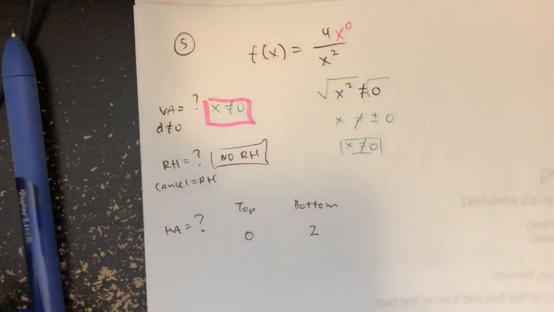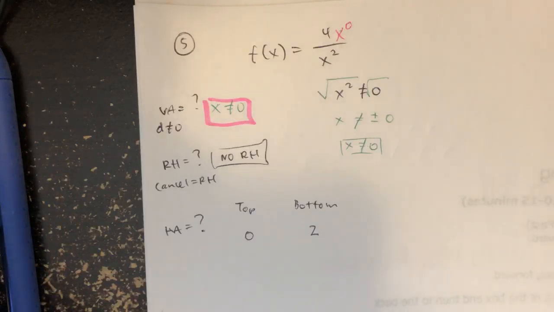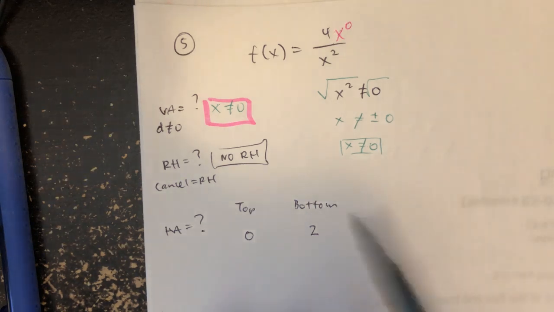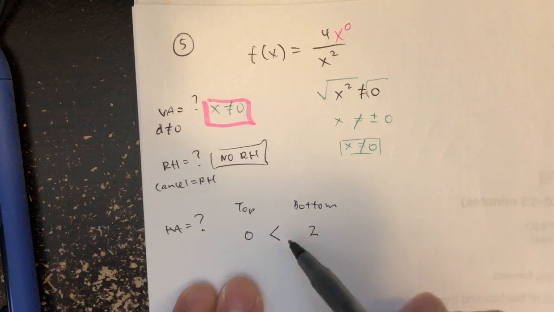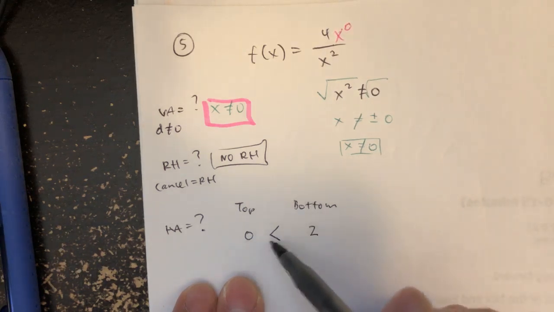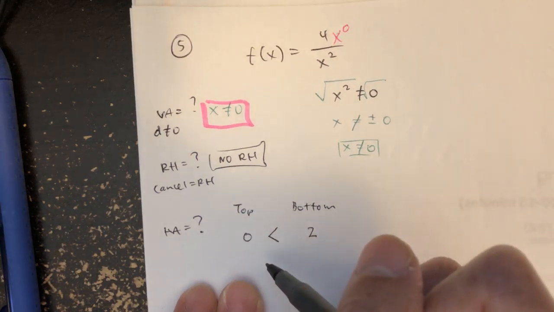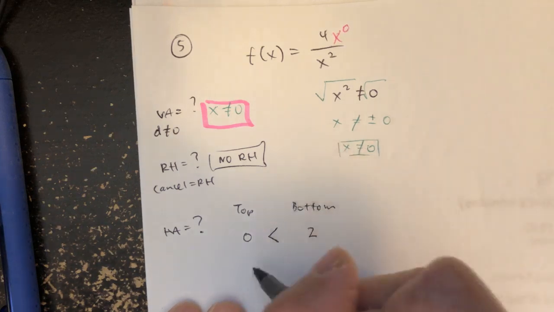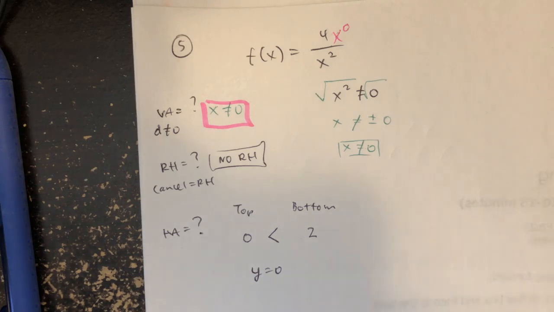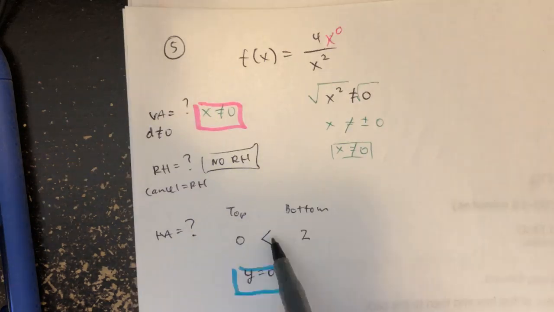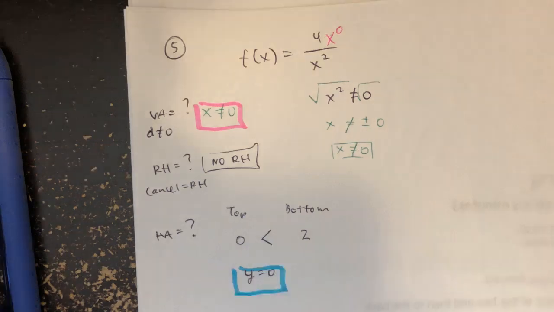And then you're just going to look at your inequality. If 0 is smaller than 2, or 0 is less than 2, then if you look at your formula sheet, the ones we've been using in class, you will always have a horizontal asymptote at y equals 0. When it's less than, it'll always be y equals 0. So that was question number 5.